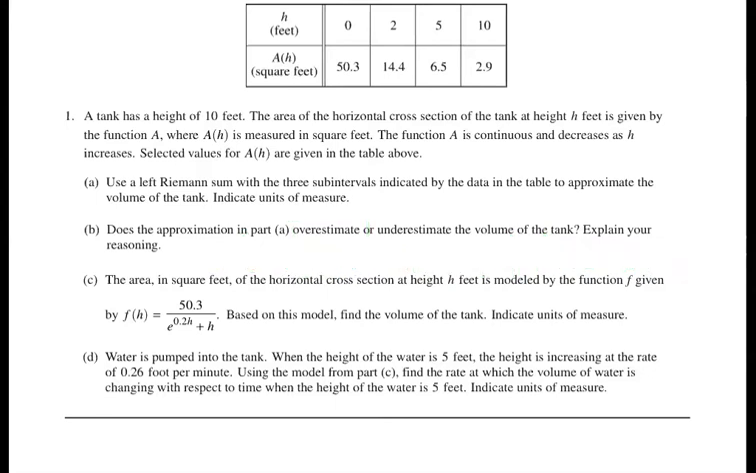Part C says the area in square feet of a horizontal cross section at height h feet is modeled by the function f of h. So this is kind of doing the exact same thing, except we're no longer using the chart at the top, and we want to find the volume of the tank. We're going to use the same 0 to 10 from the first tank, and we're going to use our calculator because 1 and 2 are calculator problems. So the volume is going to be the integral from 0 to 10 of f of h, which is all over e to the 0.2h, dh. Now we're going to be using x's instead of h's, and you're just going to type that into your calculator, and that comes out to be, to the nearest 3 places, 101.325.